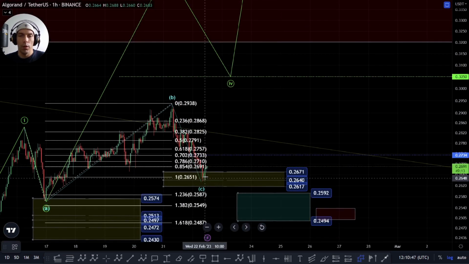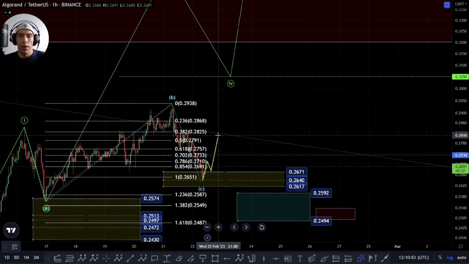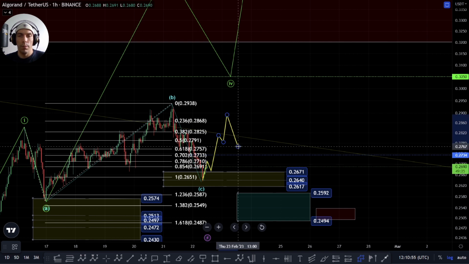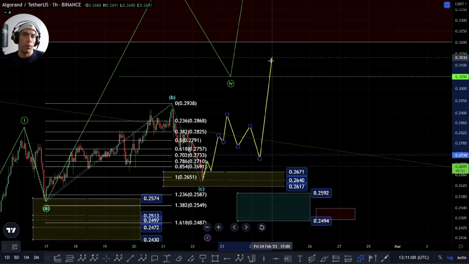So from this point, what we'd be looking for is how the structure develops. We'd want to see something like this play out, where we get a nice clean 5-wave move, come back down in a 3-wave move for a retracement, and then start to move to the upside here.